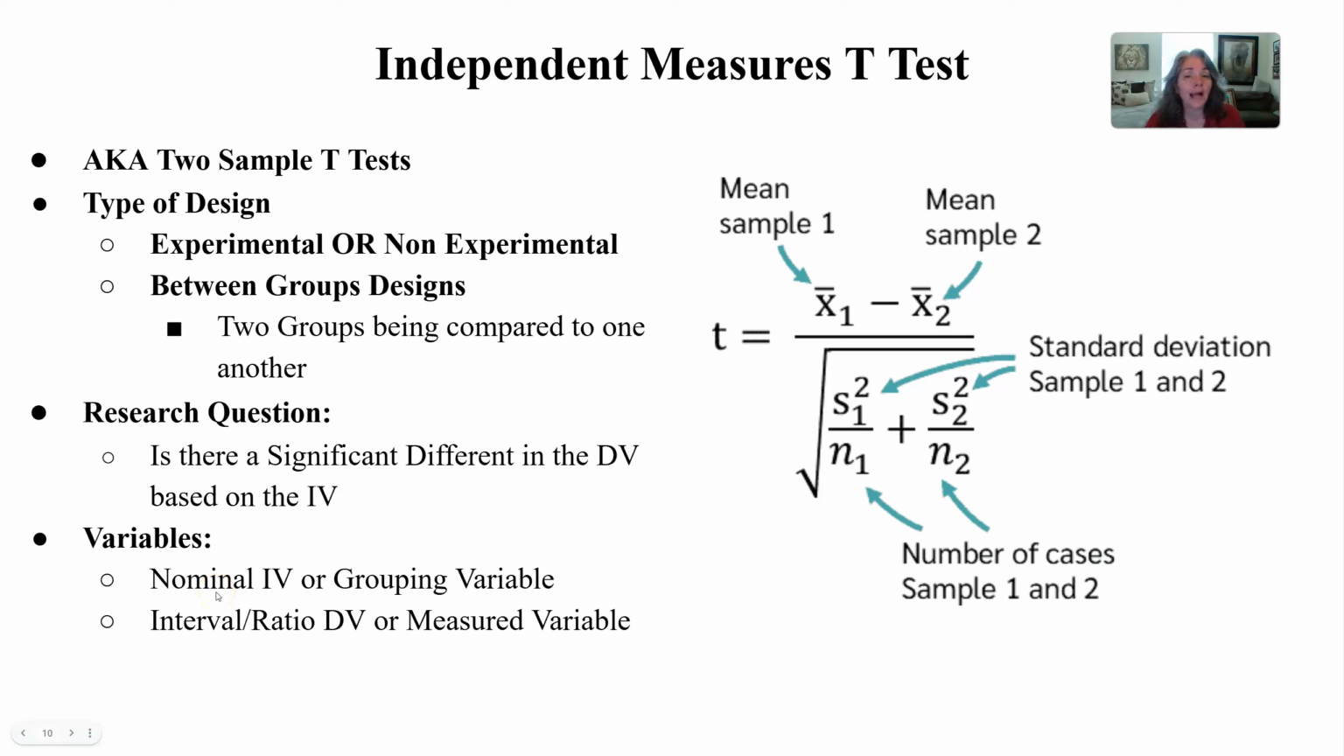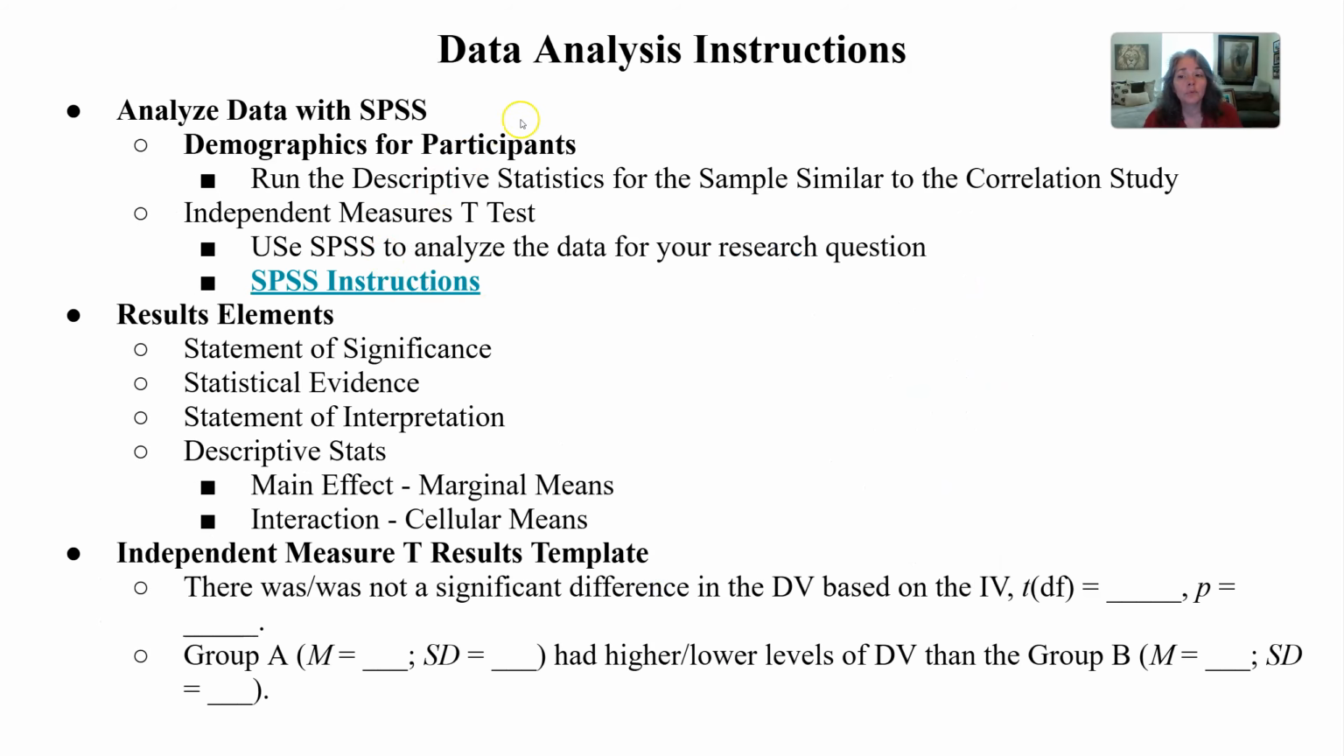Your grouping variable has to be a nominal variable where it is categorical in nature. So we need to know what groups or categories we're comparing. And then your dependent variable or your measured outcome variable must be either an interval or ratio data point. And so that is a necessary requirement for a t-test. You will run it through SPSS. I've listed out some instructions for inputting your data and running that analysis for a t-test.